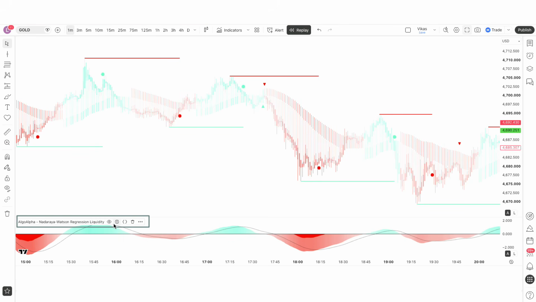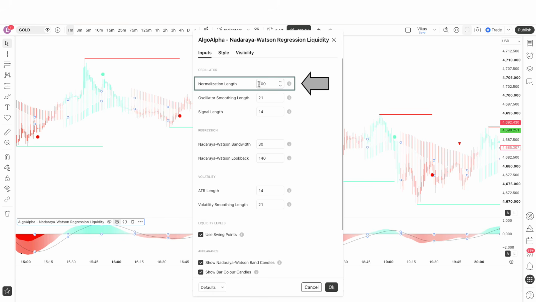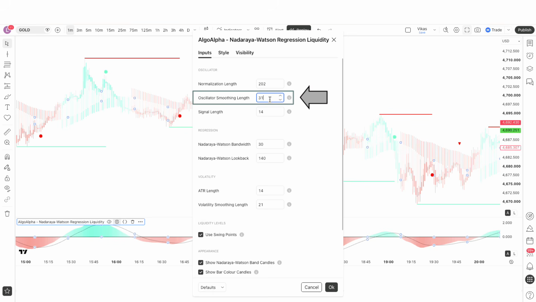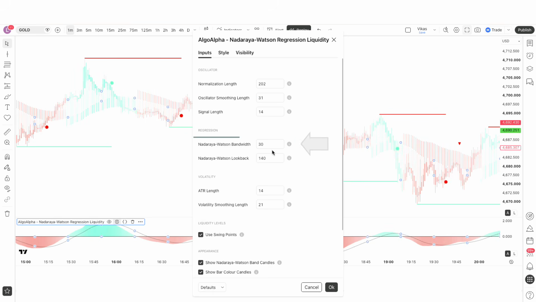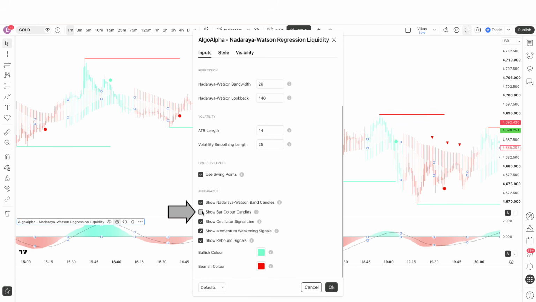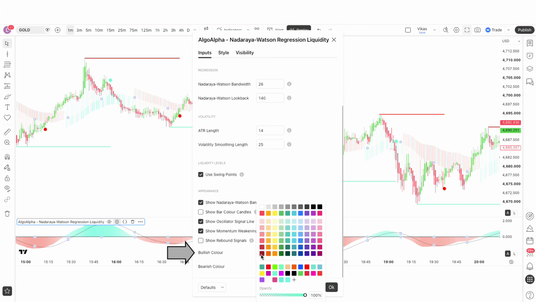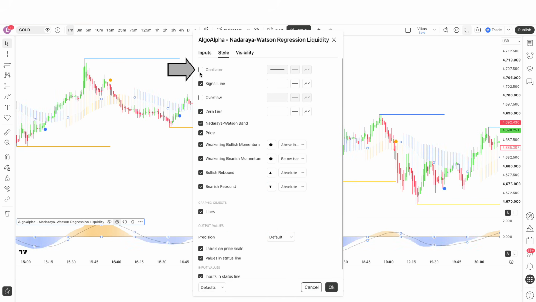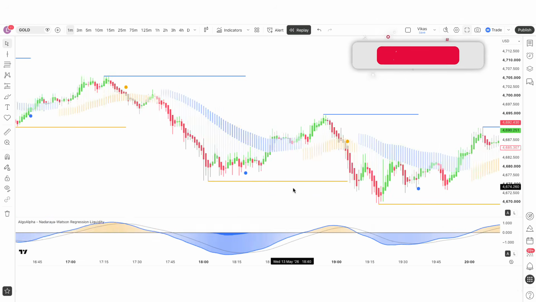Now the indicator settings change for perfect signals. First, change normalization length from 100 to 202, and after that, change oscillator smoothing length from 21 to 31. Then change Nadaraya-Watson bandwidth from 30 to 26, and after that, volatility smoothing length from 21 to 25. If there are any options you wish to hide, do so to keep the chart clean and easy to read. And after that, change bullish color from green to orange, and bearish color from red to blue. We have to keep these options checked. Here, everything is fine after that. Click OK. Our complete trading setup is now ready.